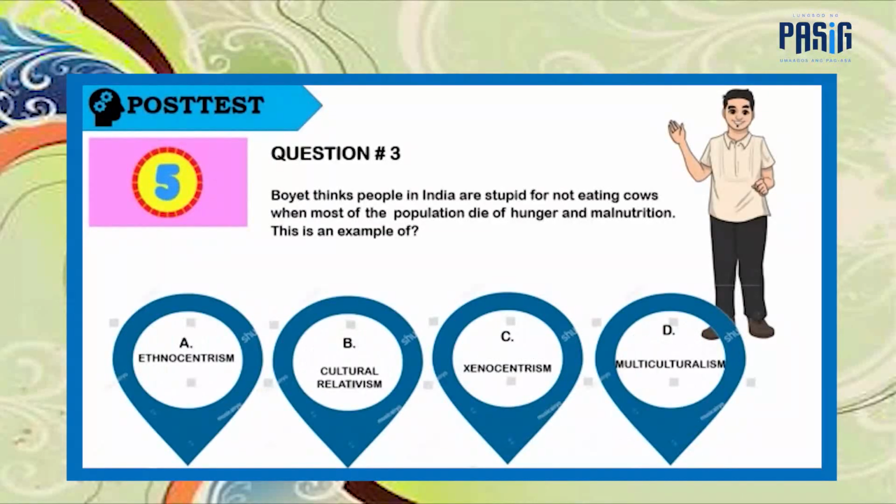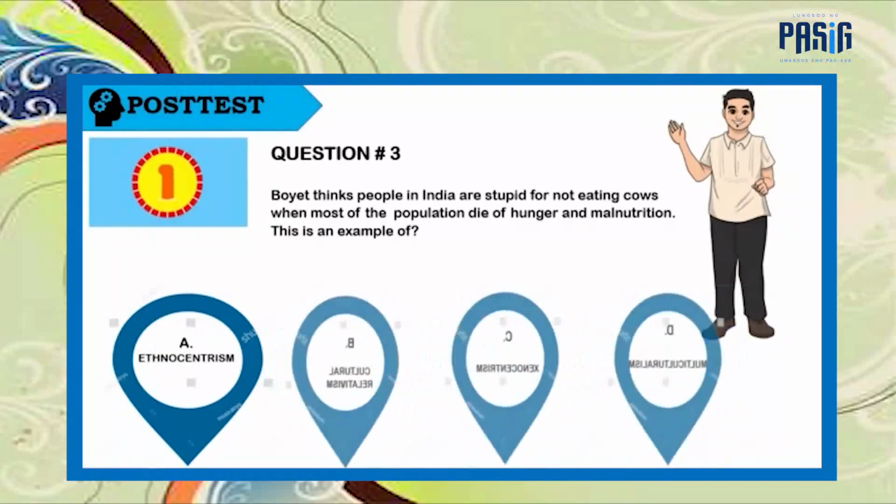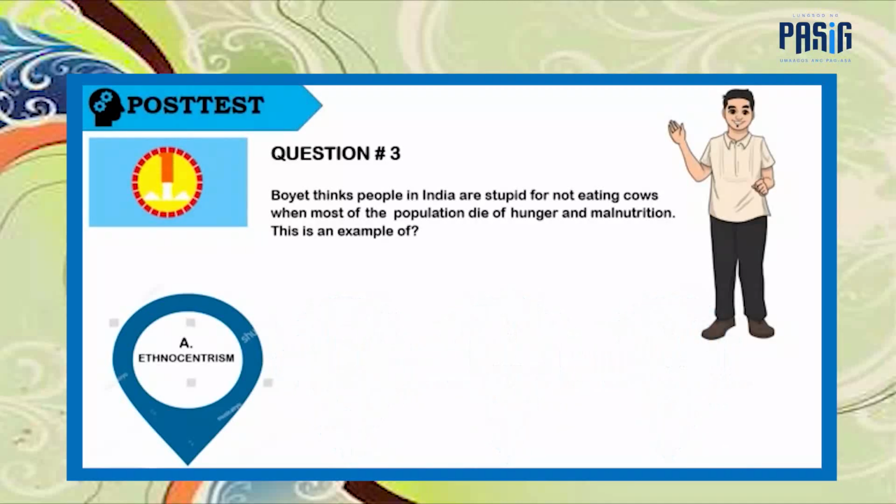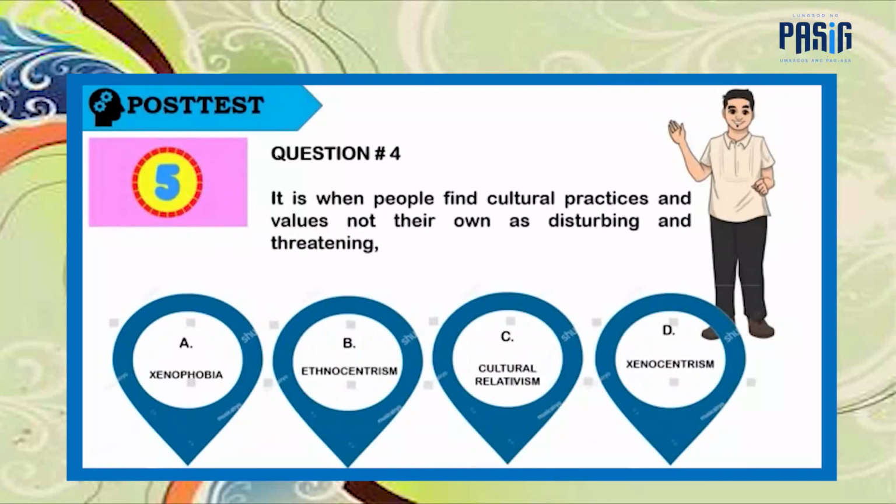Question number 3. Boyd thinks people in India are stupid for not eating cows when most of the population die of hunger and malnutrition. This is an example of A. Ethnocentrism, B. Cultural relativism, C. Xenocentrism, and D. Multiculturalism. The correct answer is A. Ethnocentrism.